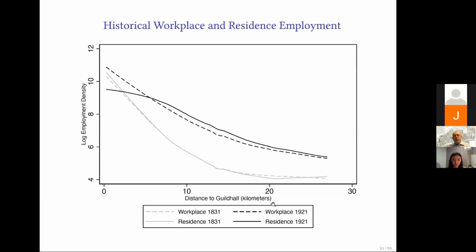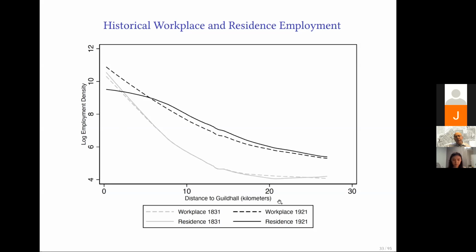In 1921, which is shown by the black lines, this is log workplace employment divided by land area, and log residence employment divided by land area, for every borough in our data, graphed against distance to the Guildhall in the center of the City of London. So this is showing employment density by workplace and by residence. For 1921, that's just data, and I've fit an average curve through that data using a locally weighted least squares regression.